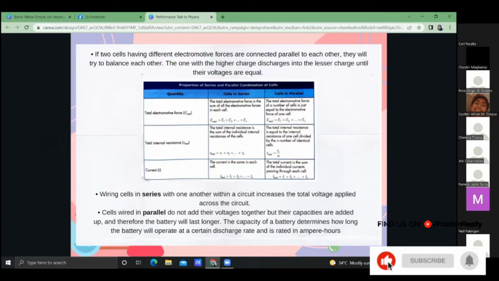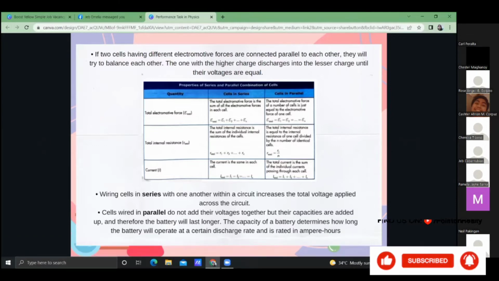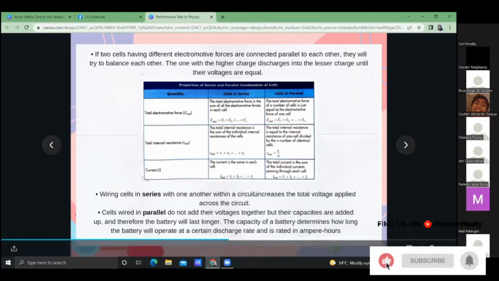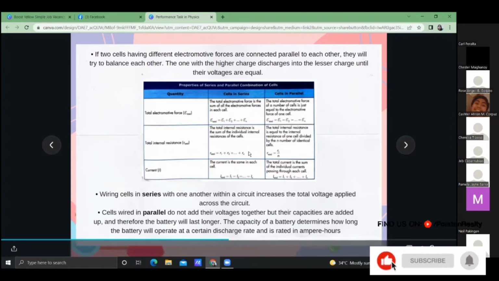Take note that wiring cells in series with one another within a circuit increases the total voltage applied across the circuit. So kapag in series daw yung pagkakawire ng battery, ibig sabihin, yung total voltage niya, yun yung tumataas. Kapag naman, if the cells are wired in parallel, it does not add their voltages together, but their capacities are added up, and therefore the battery will last longer. So kapag in parallel naman siya naka-wire, hindi tumataas yung voltages niya, pero mas tumatagal yung capacity nung battery.